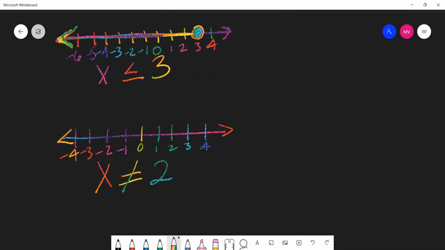All right, so where should we start? Where should we put our circle? At the number 2. And is it open or closed? Open. Because 2 is not included. But everything else is. Everything smaller than 2 and everything greater than 2 is not equal to 2. So you want to make sure that you draw your arrow from that point in both directions, which you can see right there in example 4.